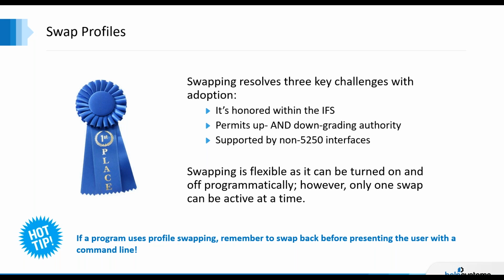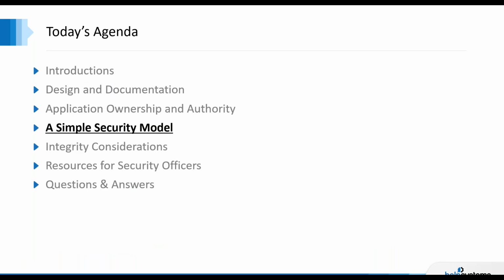One last thing here, the same tip as we had on adoption. If a user is swapped to a more privileged account, we want to be cognizant that if we present that user with a screen with a command line on it, that we don't want to include the swap through to that screen. So you may have to swap back or just avoid presenting the user with a screen with a command line. All right, so we've introduced ownership, we've introduced public authorities, we've introduced private authorities, group profiles, authorization lists.